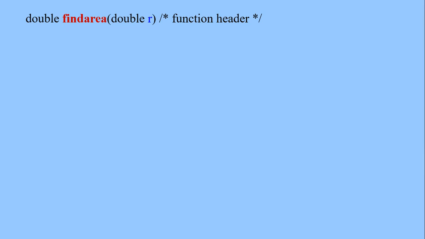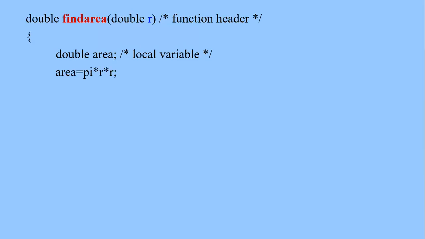And then it is returning a value of type double. So this is the function header. This function has a local variable called area. So a memory location called area is being declared within the scope of this function. The content of this memory location called area is only accessible within this function.